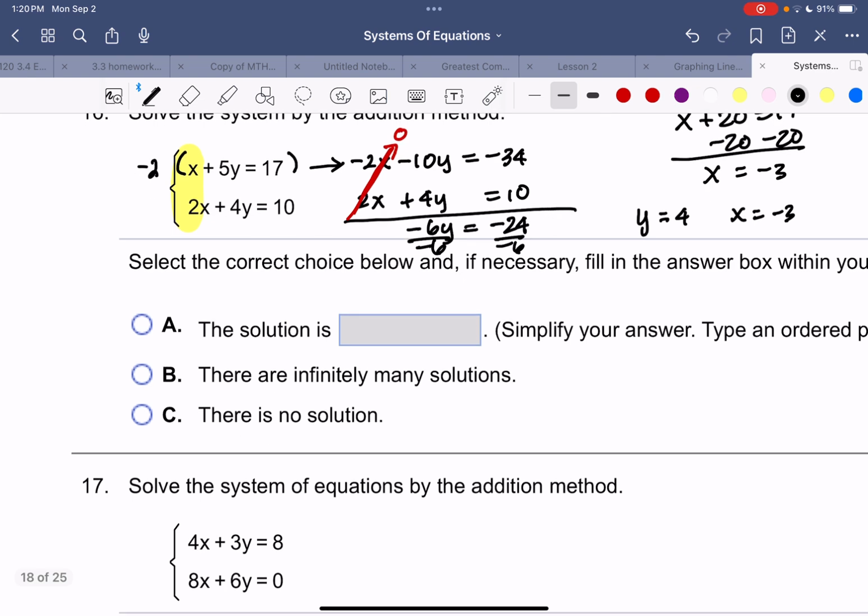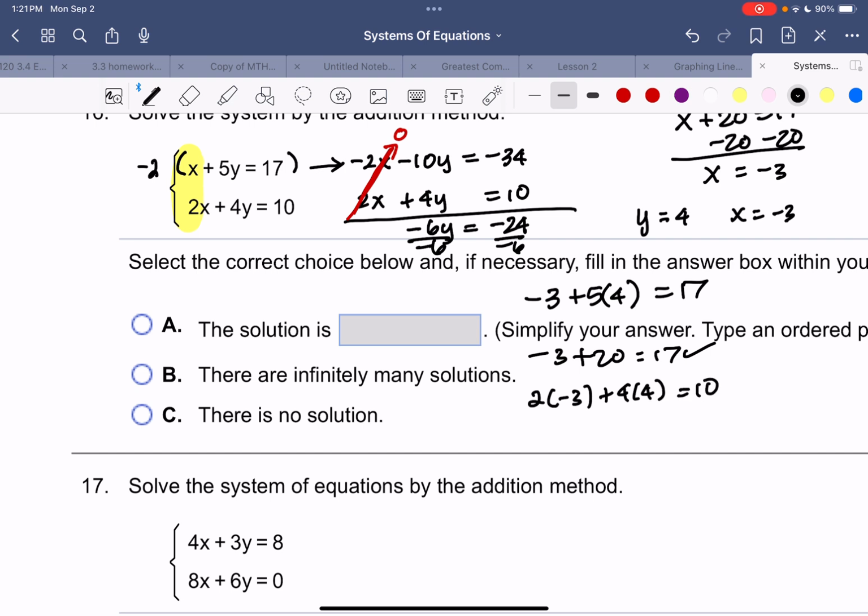But before I write that as an ordered pair, I'm going to check it in both equations. In the first one, negative 3 plus 5 times 4 equals 17. Negative 3 plus 20 is 17. That is correct. And then 2 times negative 3 plus 4 times 4 is supposed to be 10. Negative 6 plus 16 equals 10, and that is correct.